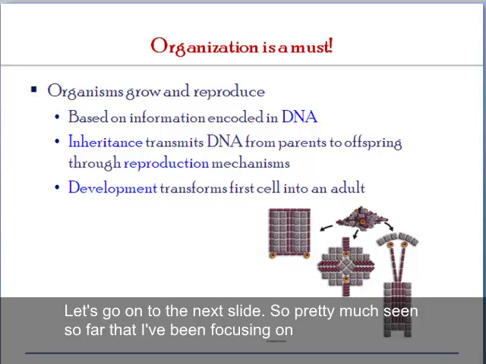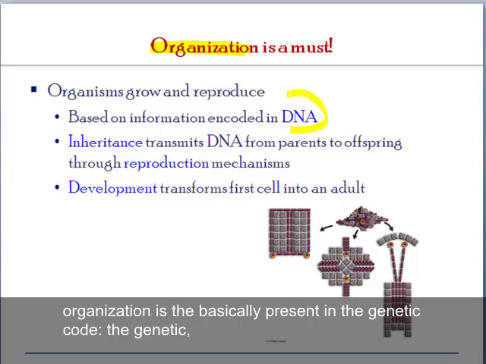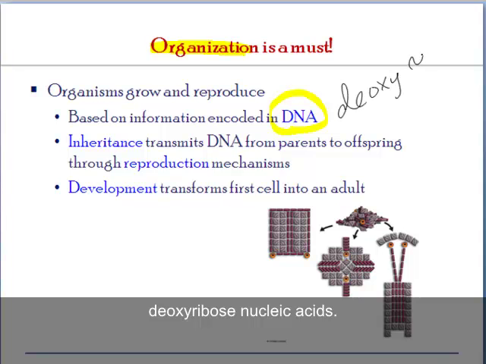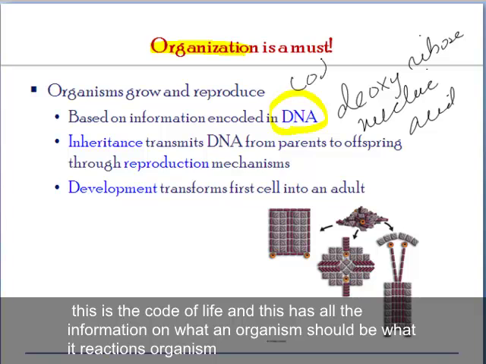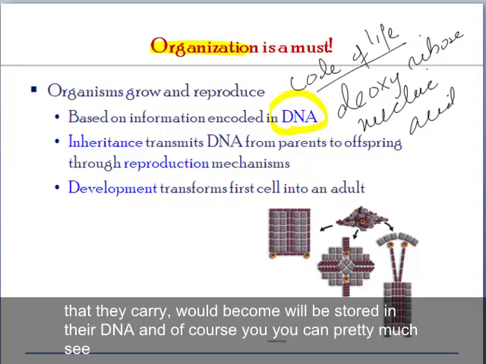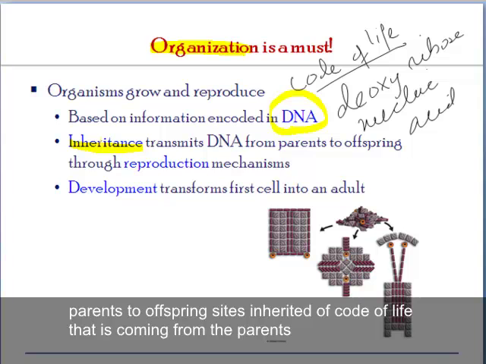Pretty much you have seen so far that I have been focusing on organization of the living cell, and it's a must. Organization is basically present in the genetic code. The genetic code is present in what is called the DNA. DNA stands for deoxyribonucleic acid. This is the genetic code. This is the code of life, and this has all the information on what an organism should be, what kind of reactions the organism is going to undergo, what is the organism's outside appearance, and what kind of even diseases that they carry will be stored in their DNA. And of course you can pretty much see that the DNA is inherited from the parents to offspring, so it's inherited code of life that is coming from the parents.